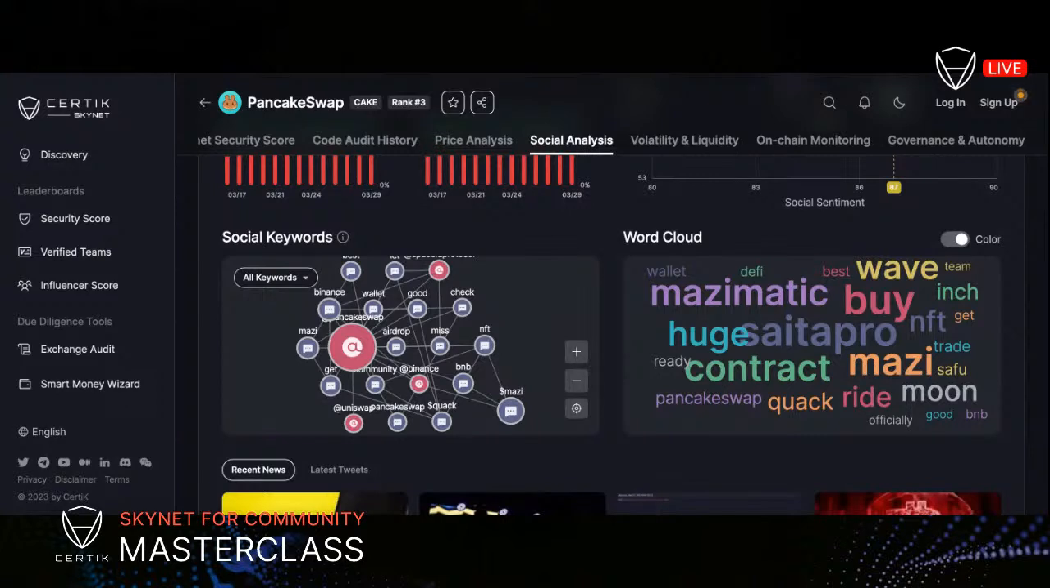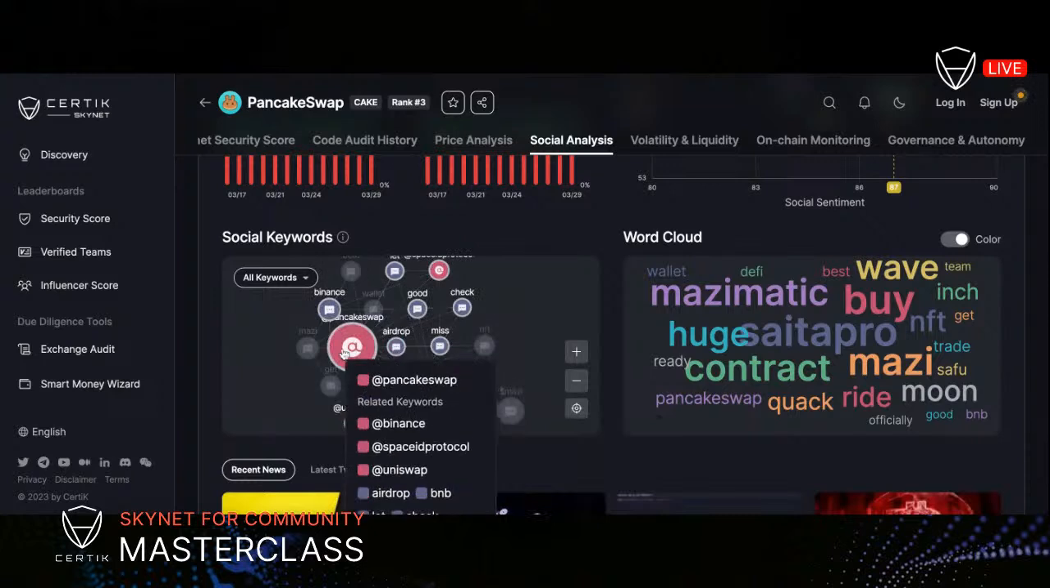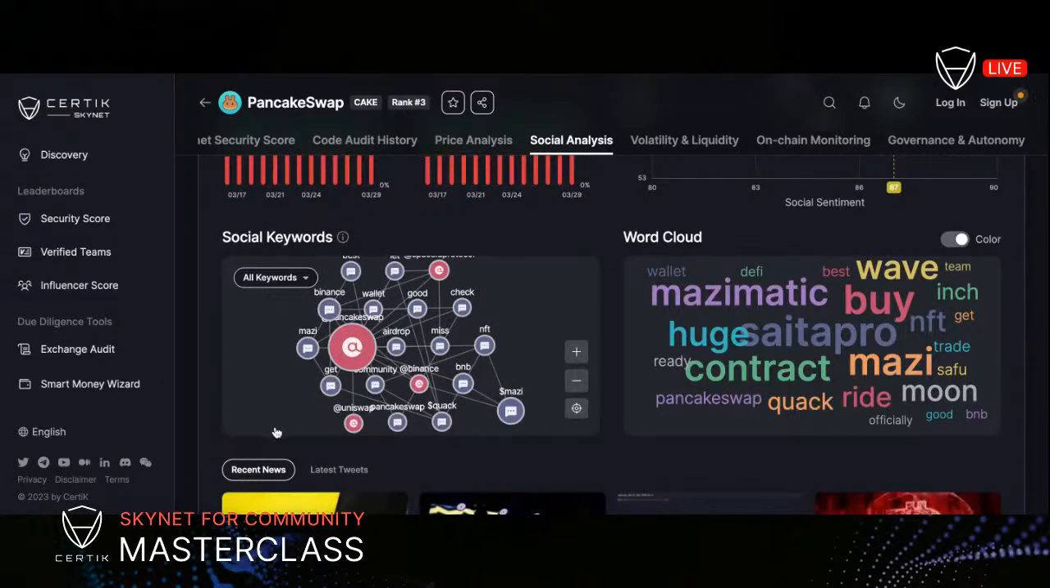Yeah, correct. So you can see there's two different keyword aspects. On the left side, you can see all the different keywords that are related to the project. So when people are talking about PancakeSwap, what else are they talking about, right? Like airdrops, NFTs, Binance, right? Like that all kind of makes sense.